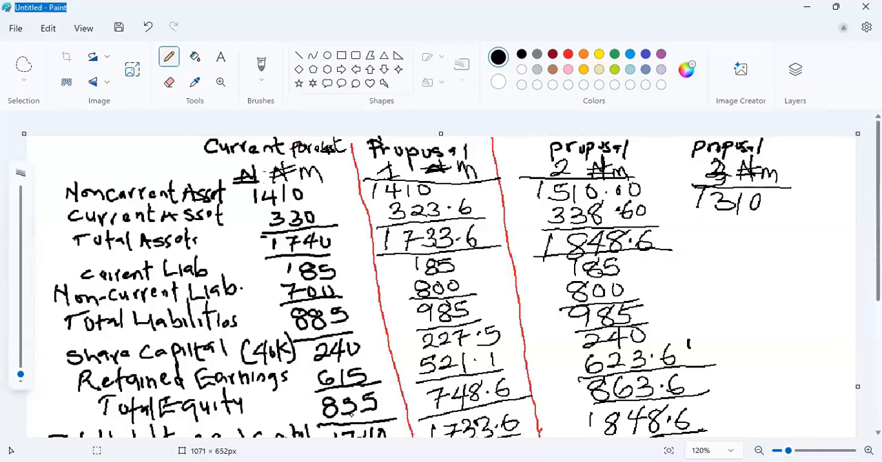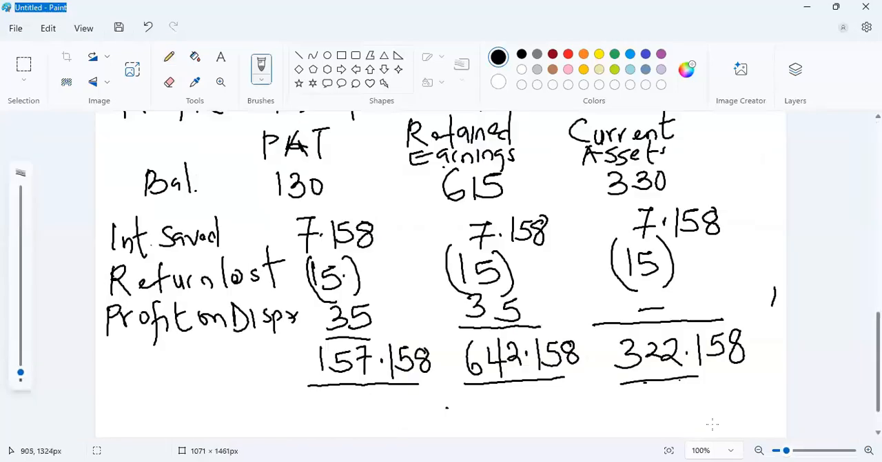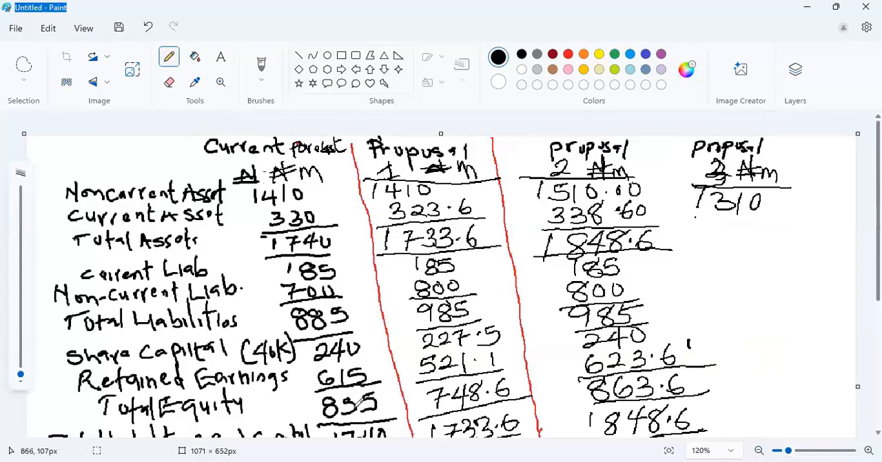My current asset now has computed 322.158. Total, please. 1632.158.